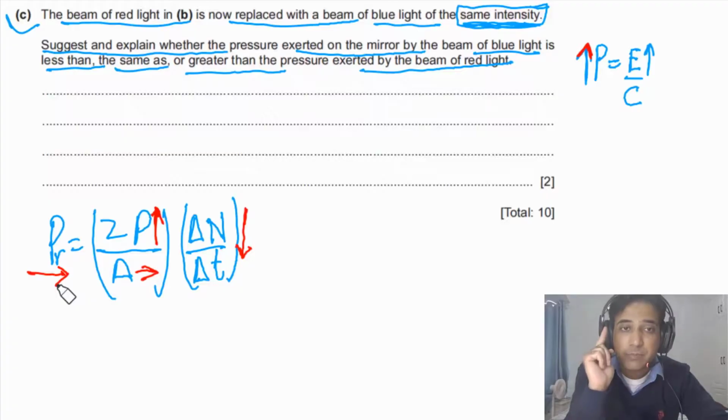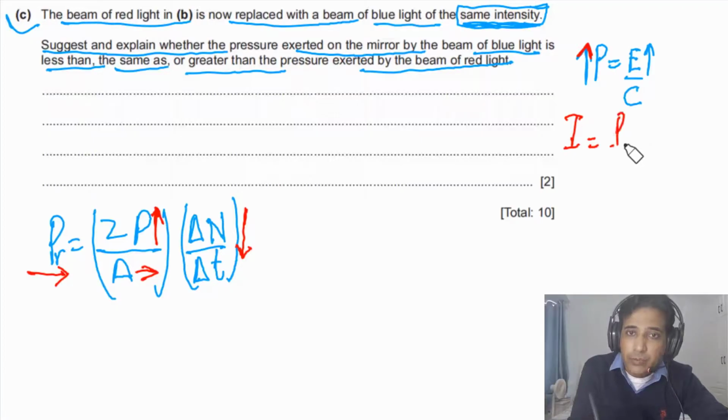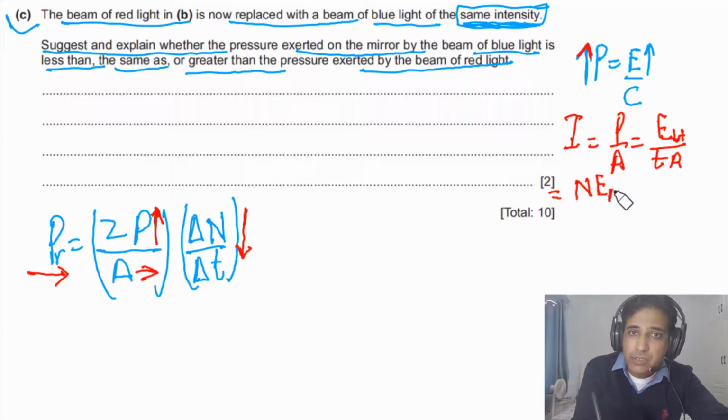But maybe this explanation is not very clear. Now let me explain this in a better way. Intensity is the same. Intensity is equal to P over A, we have discussed this point already, and we can say this is equal to the total energy, E total, over T times A, and total energy we can say is N times the energy of a single photon. So this is the energy of a single photon divided by T times A, and here we have the intensity.